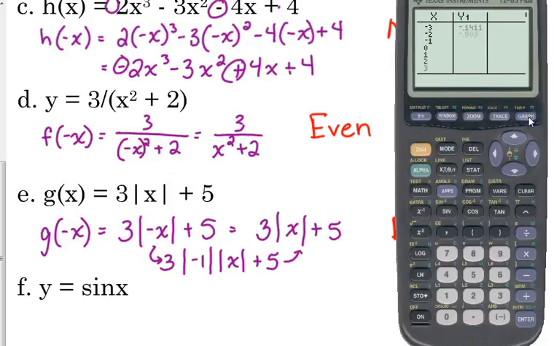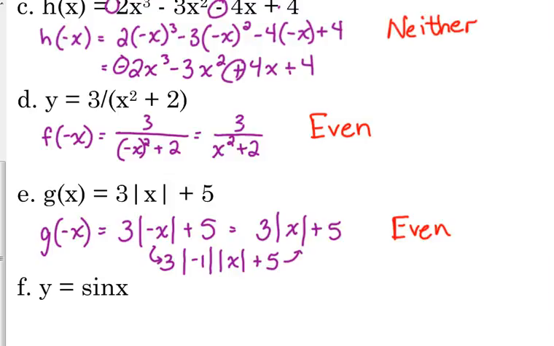Okay, let's look at the table. We can solve the debate really easily. Look at the table. Opposite x values have opposite y values. Sine of x is an odd function. Now, I'm not going to get into it, I'll show you. There's a rule.